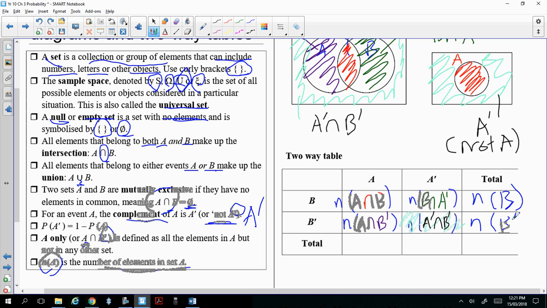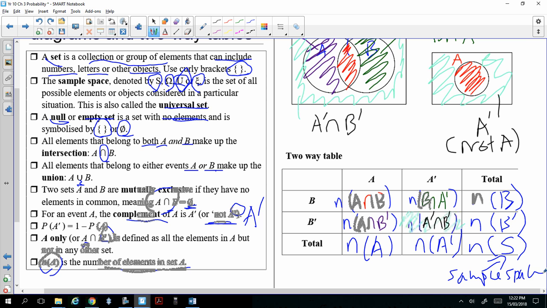And then this one, all the total in A, all the total not in A. And if you add up everything, it's the number of elements in the sample space. This is the sample space, so everything. All right, so it can be very, very detailed. So this is just the summary of all the things we just discussed so far.